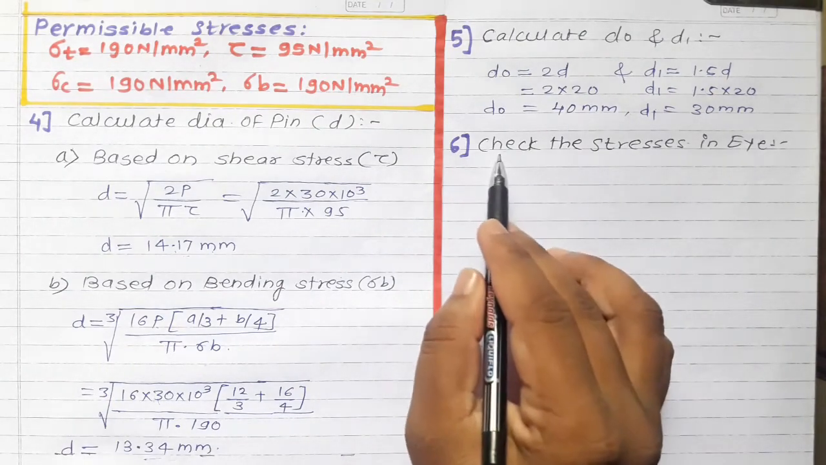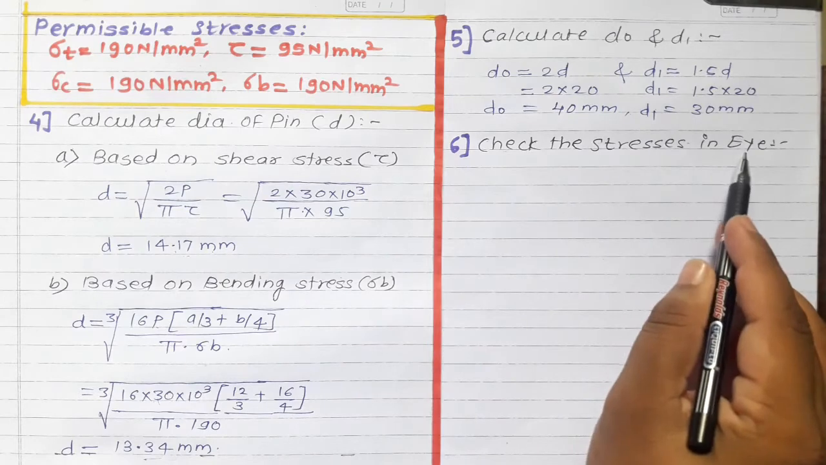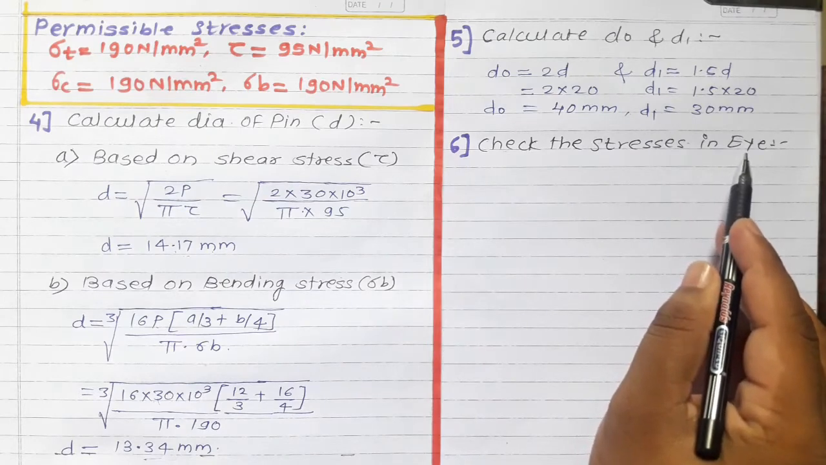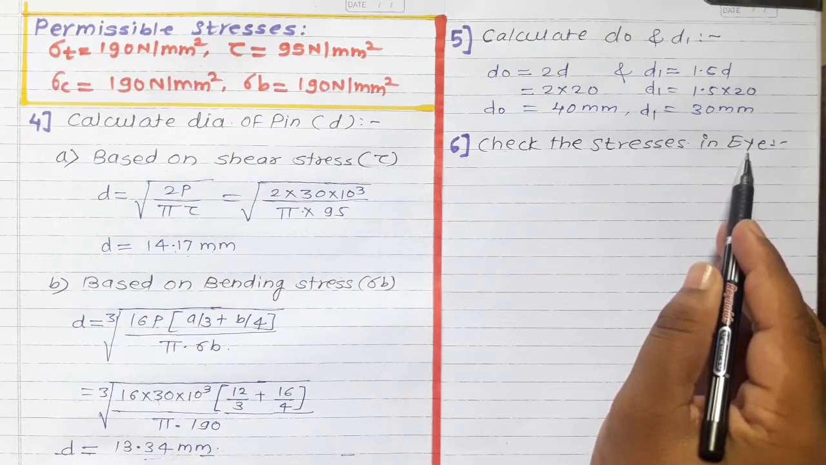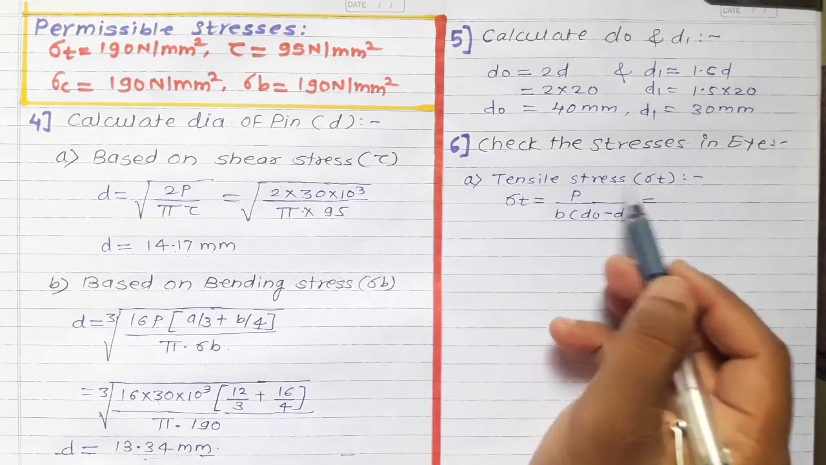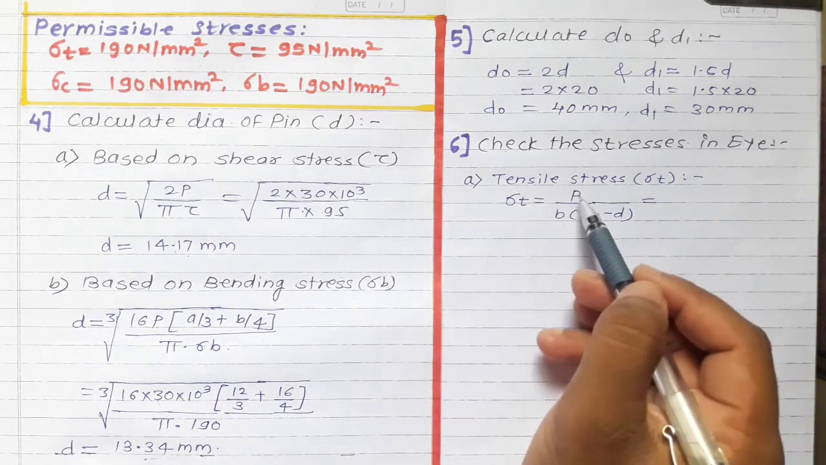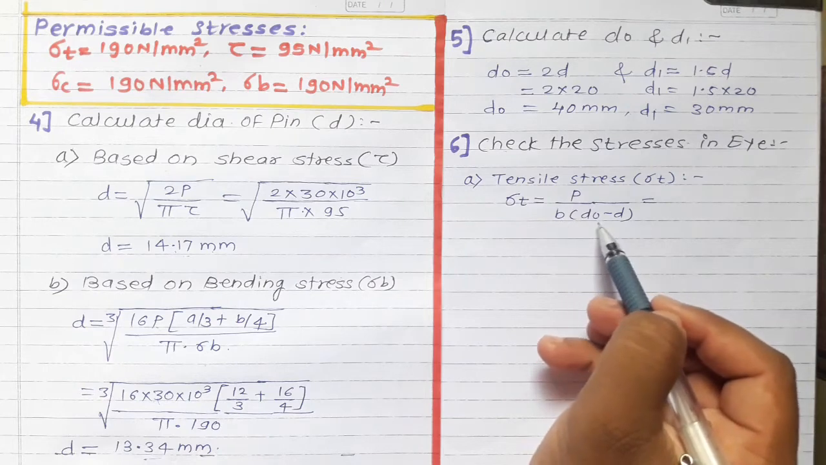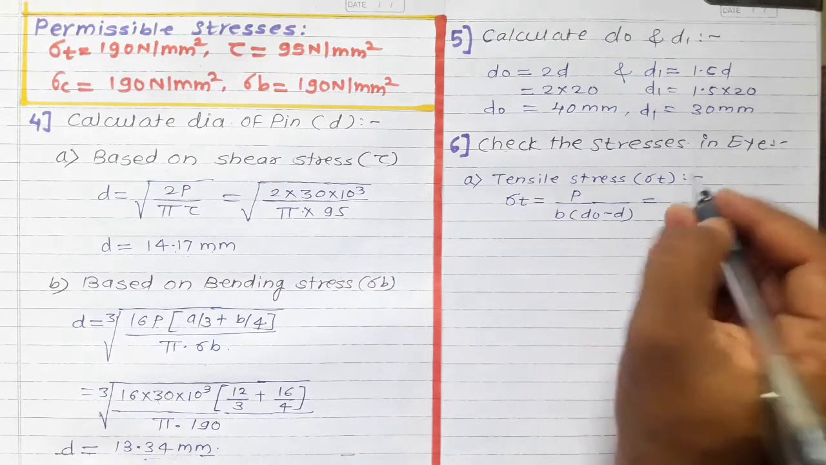Now the step number 6 is check the stresses in eye. So here we have to check 3 stresses in eye. First is tensile stress, second is shear stress and third one is crushing stress. So now let us check one by one. So first stress is tensile stress, which is denoted by sigma t, which is given by sigma t is equal to P upon b into D0 minus d. So let us put the value of P here.